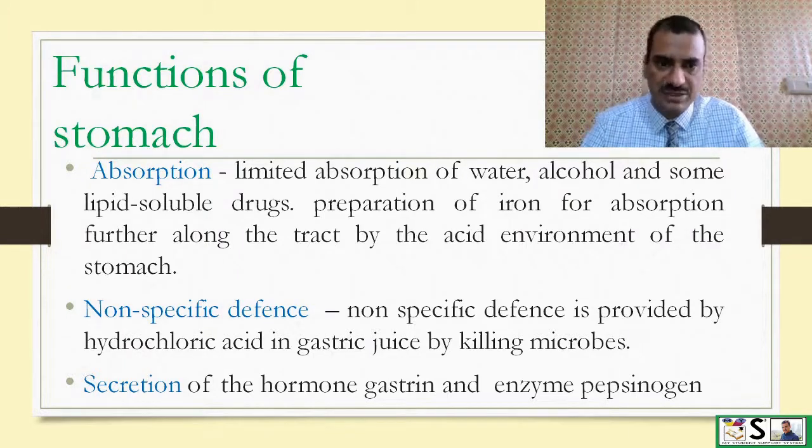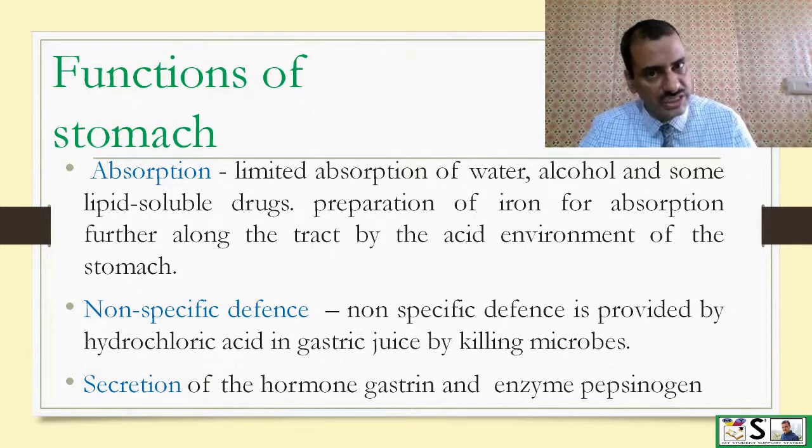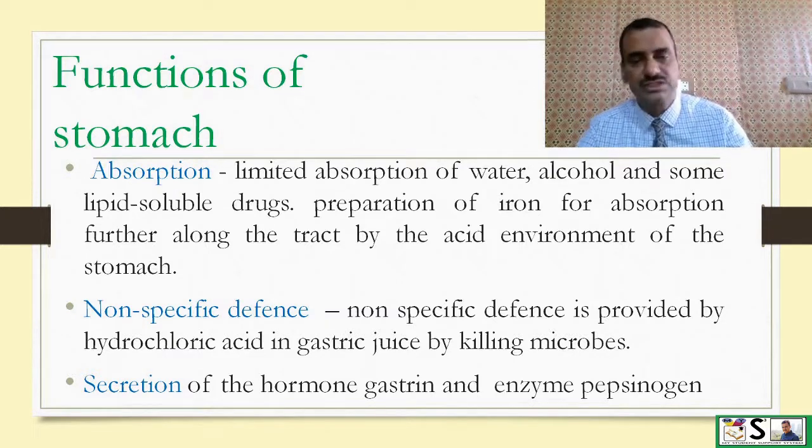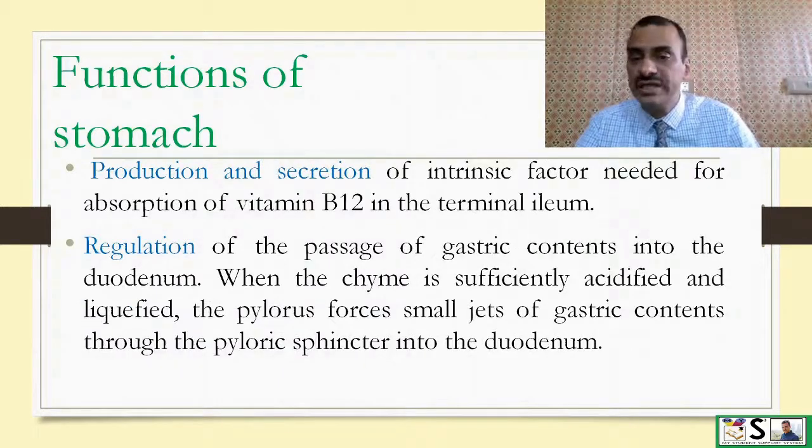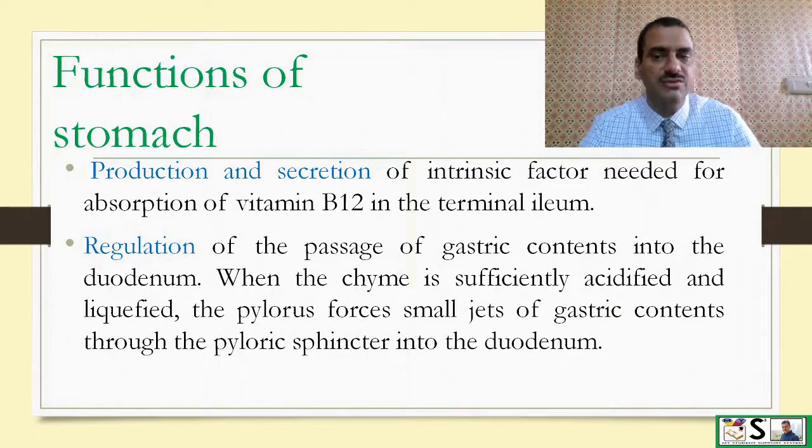Non-specific defense. Non-specific defense is provided by hydrochloric acid and the gastric juices. They kill the microbes. Secretion of the hormone gastrin and enzyme pepsinogen. This is also an important function of the stomach, and production and secretion of intrinsic factor which is needed for absorption of vitamin B12 in the ileum, and regulation of passage of gastric content into the duodenum. This is also managed by the stomach.